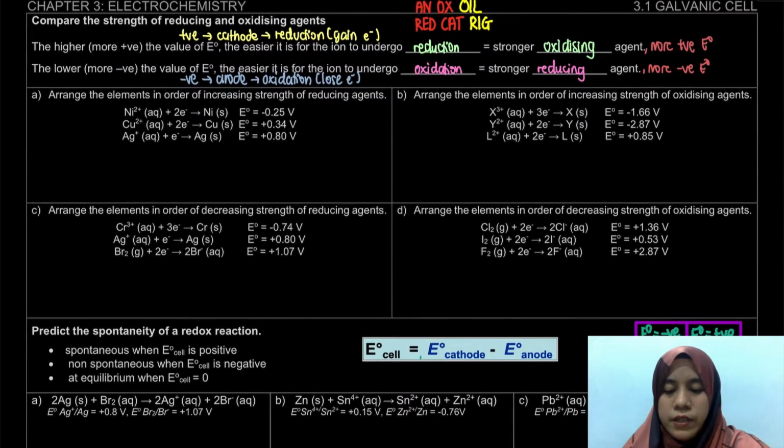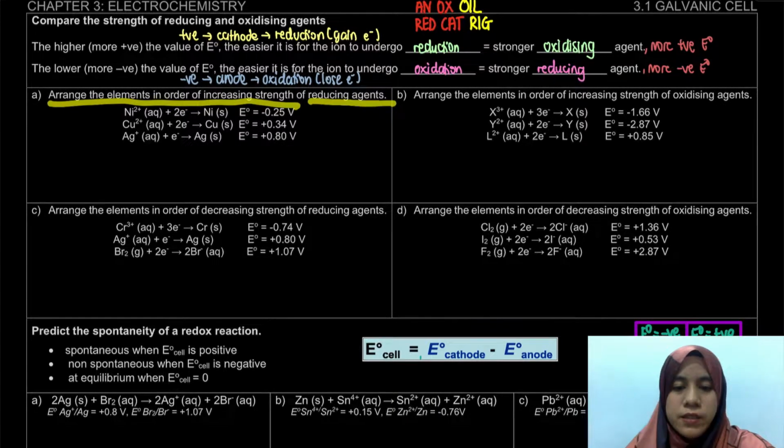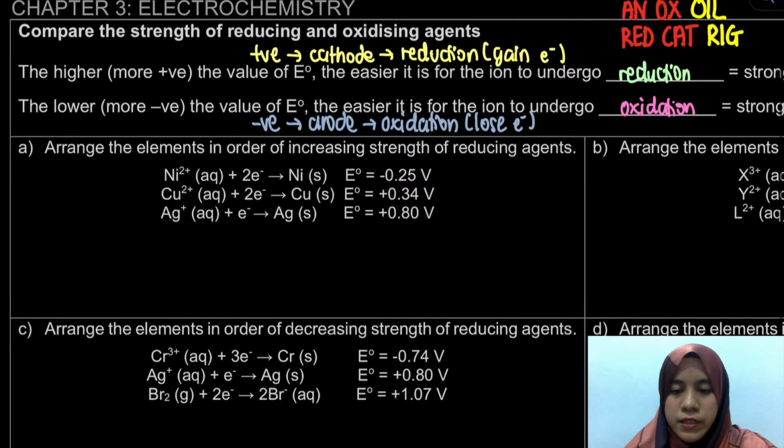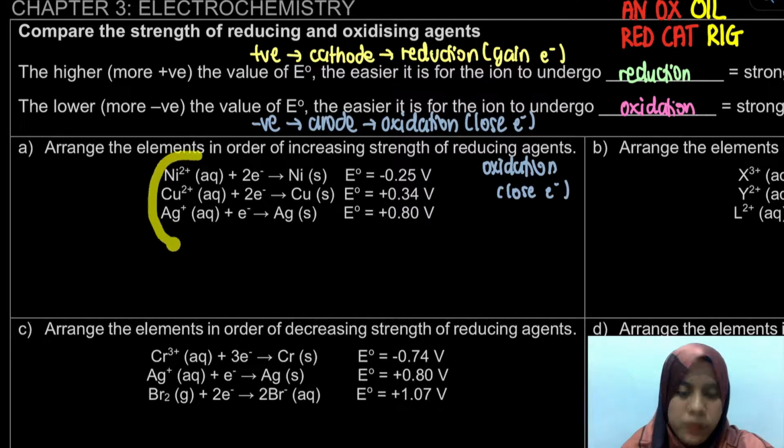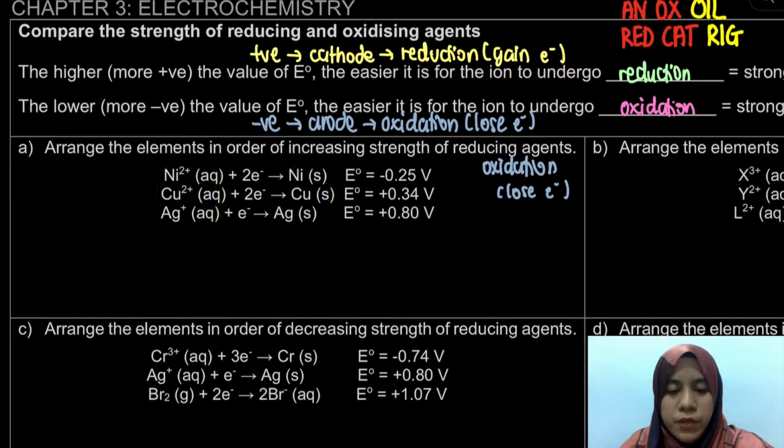Next, let's look at the question. First, arrange the elements in the order of increasing strength of the reducing agent. For the reducing agent, we know that the species undergoes oxidation, which is losing electrons. So when we're talking about the elements, first we have to distinguish which one of the species is the one that will lose electrons. Is it on the reactant side or on the product side? When we look here, all on the reactant side is gaining electrons. So this is not the species that undergoes oxidation.